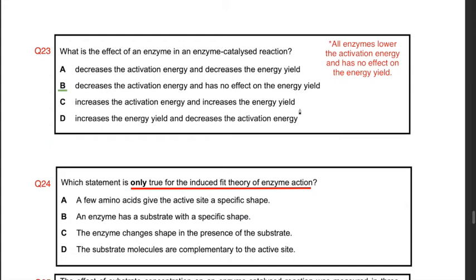So you may ask, how does it lower the activation energy without having an effect on the energy yield? Well, enzymes are able to lower the activation energy of a particular reaction by taking an alternative pathway that uses less energy than the current pathway. Hence, that is how it is able to decrease the activation energy without having an effect on the energy yield.